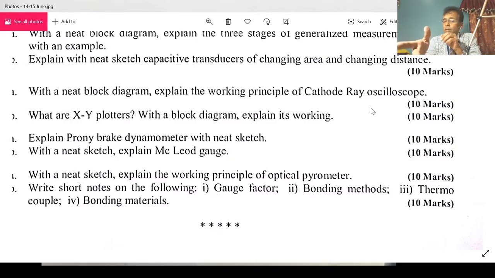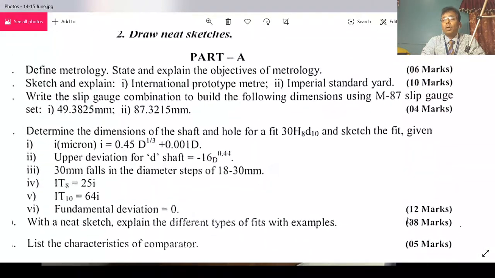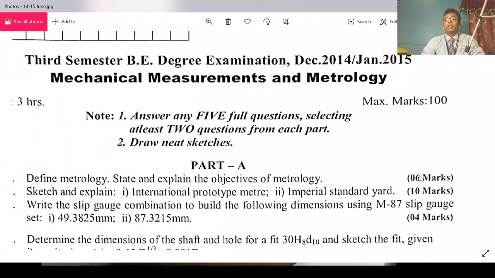Optical parameters I discussed yesterday or the day before in class. Next, gauge factor, I discussed in yesterday's class. Bonding methods I discussed yesterday. Thermocouples, yes, I discussed the previous day, and what the bonding materials are, I have discussed all those. Okay, thank you friends. This is one question paper that we have discussed today. Today's question paper was December 2014, January, third semester BE Mechanical Measurements and Metrology.